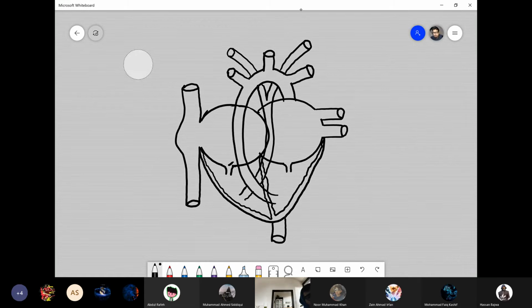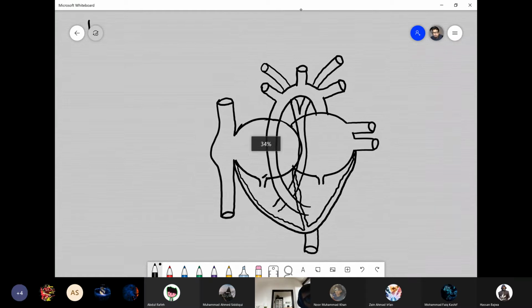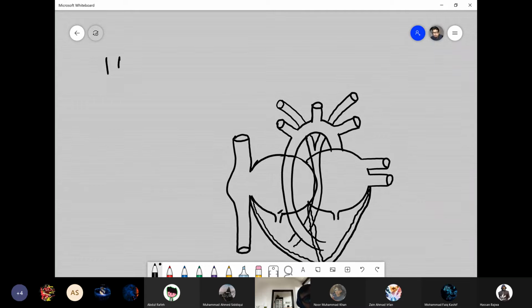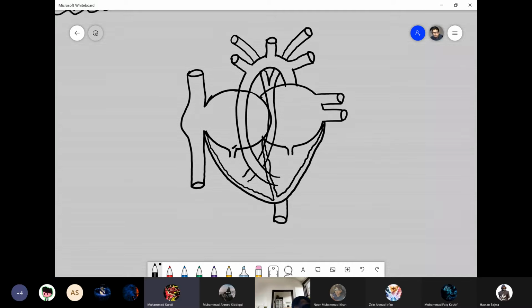Understood, everyone? Yes, sir. Now we are going to label it and learn about it. Sir, you guys have drawn this diagram in the last class. I know.